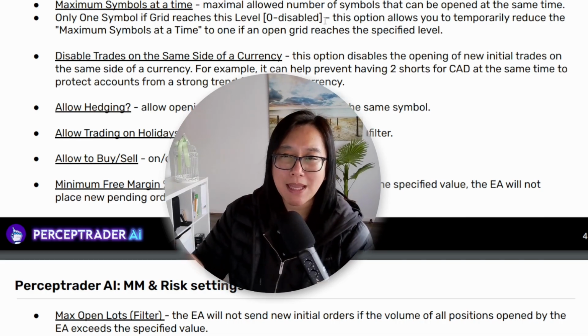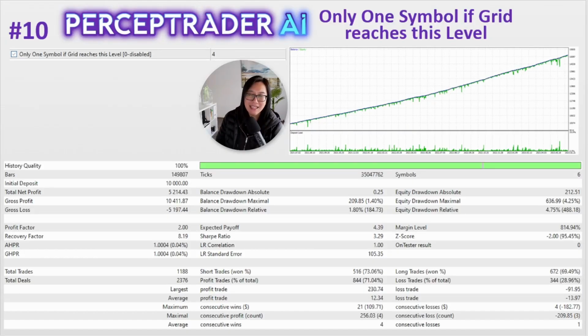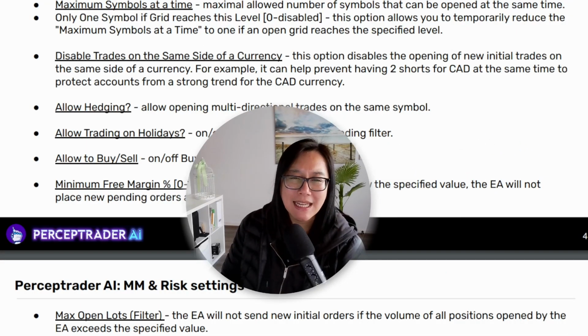more currencies being opened. This sounds great in theory, but when I backtested it with a number 4, it didn't seem to make a difference in terms of profit and drawdown. You can see it's still at about 5,000 and drawdowns between 5 to 600, so not much of a difference that I can tell. The next field, disable trades on the same side of a currency.